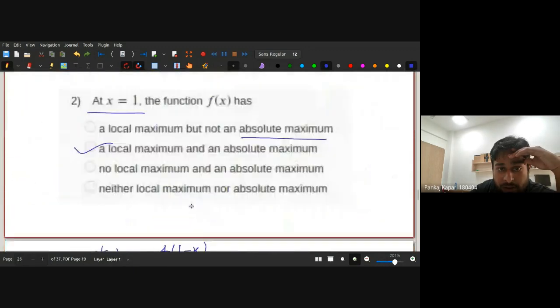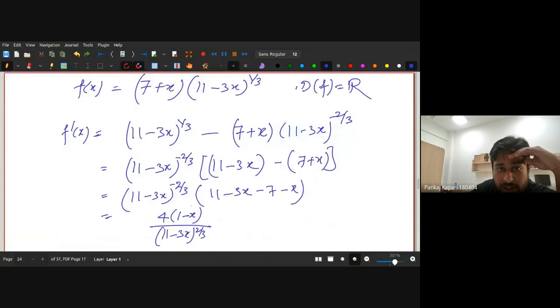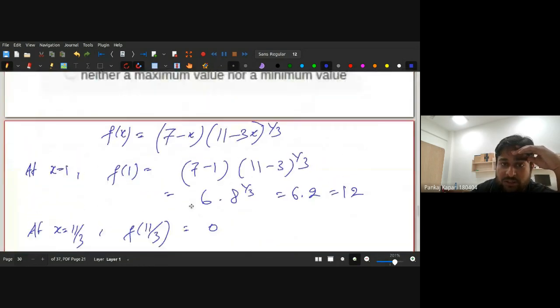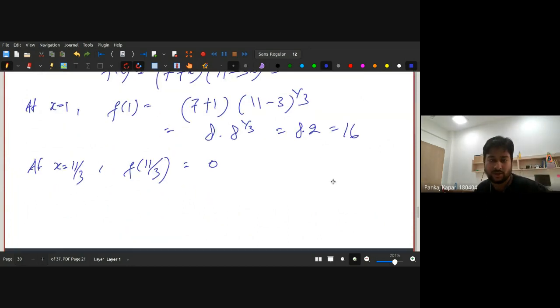So I think there is again a typo, right? The function is 7 plus x. So 7 plus 1, this will become 8. So 8 times 2 is 16. So f at 11 by 3 is 0.